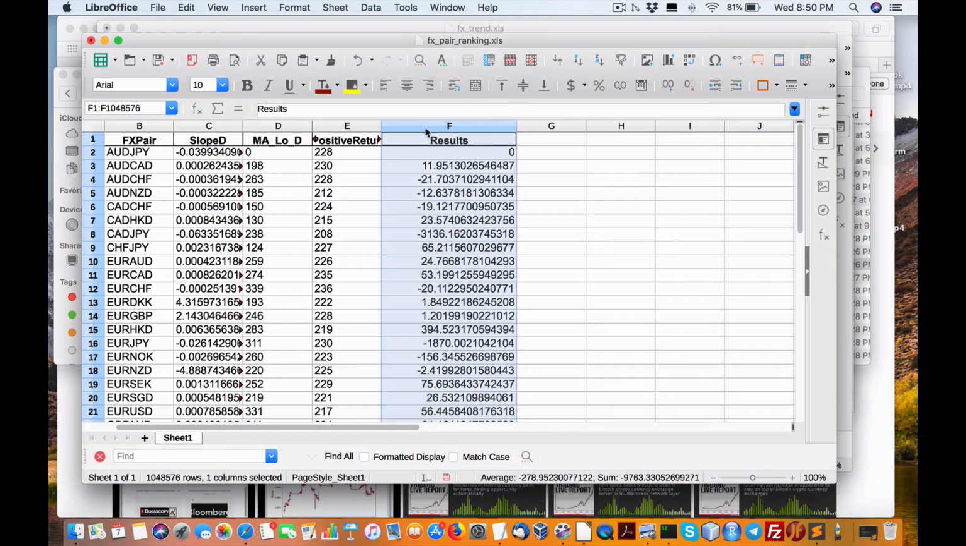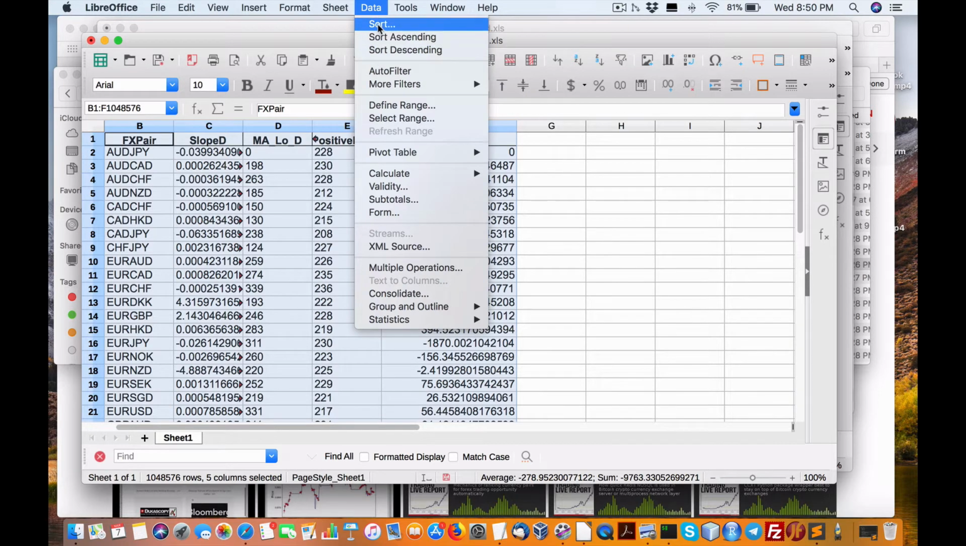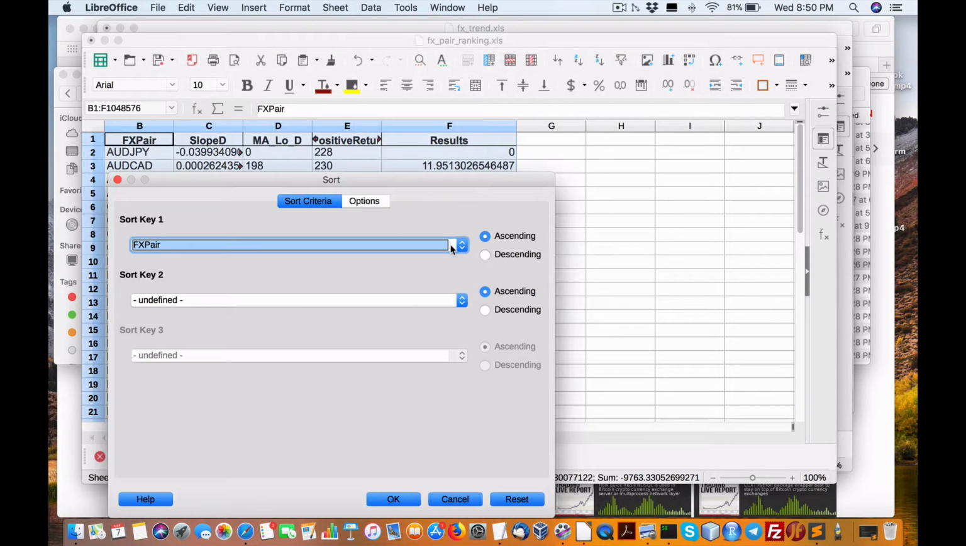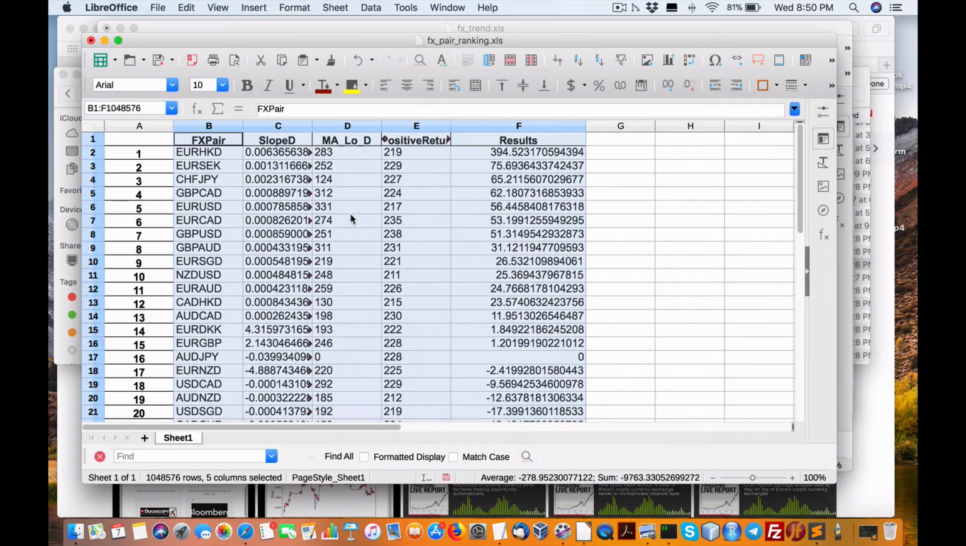Okay, so let me just do this data sort. So we're sorting by column F, results, that is, and then descending. Okay. So when you factor in the result, this little formula works pretty good. And all it is just multiplying the three of these, the slope, D, the moving average long, the daily, and the positive return, and it's just multiplying them.